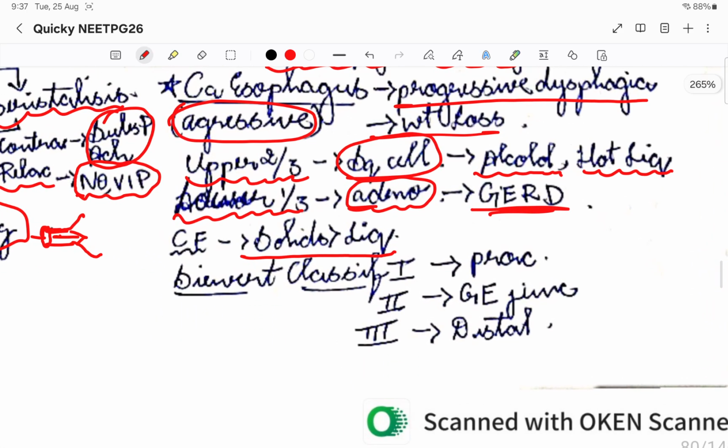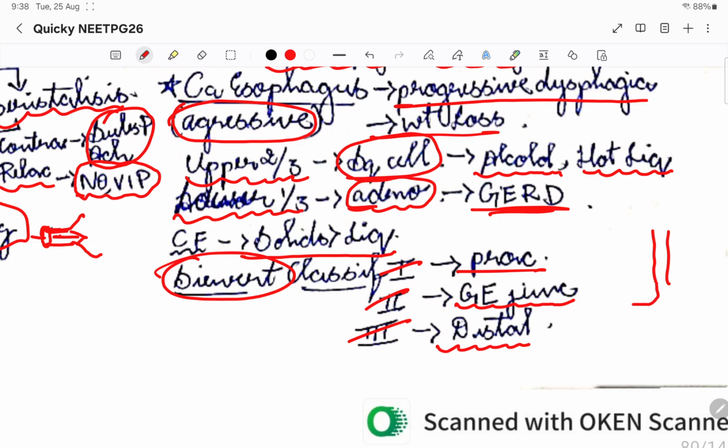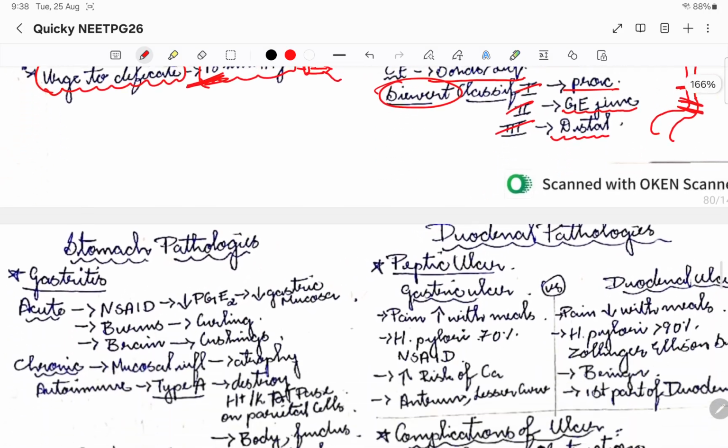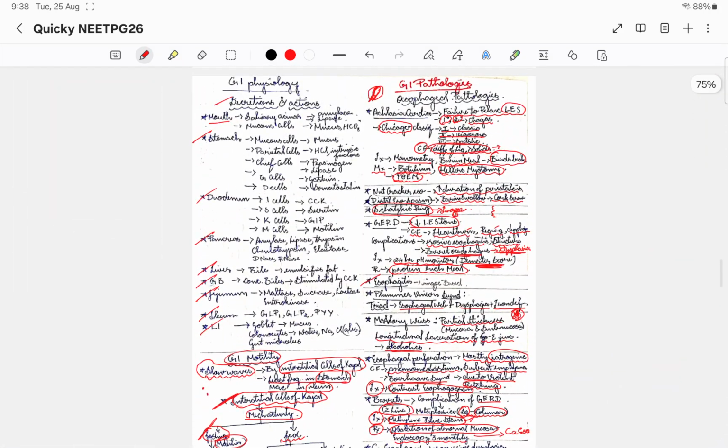Then coming to classification, there is Sievert's classification, that is 1, 2 and 3. Type 1 is proximal, whereas type 2 is the gastroesophageal junction, and the distal most if it is affected. Basically if this is the esophagus and this is the stomach, if it is proximal most, then it is type 1, and if the GE junction is involved, then it is type 2. If it is the distal most part of the esophagus, then it is type 3. So this is Sievert's classification. That is all with respect to pathologies of the esophagus.